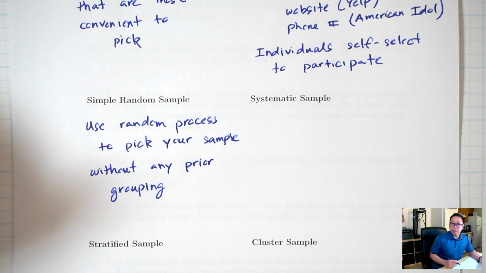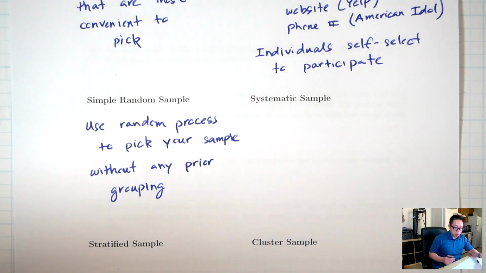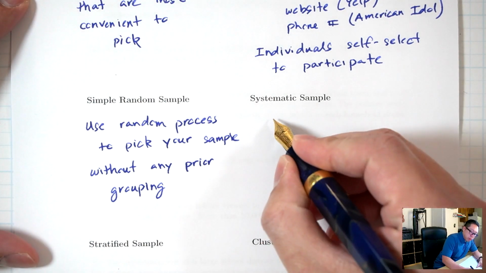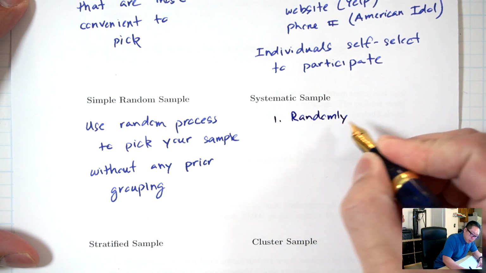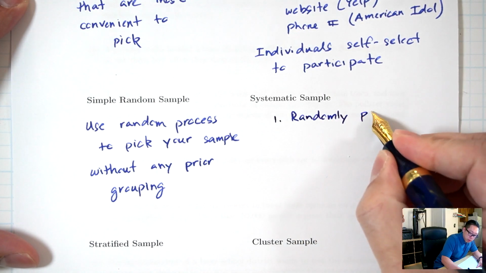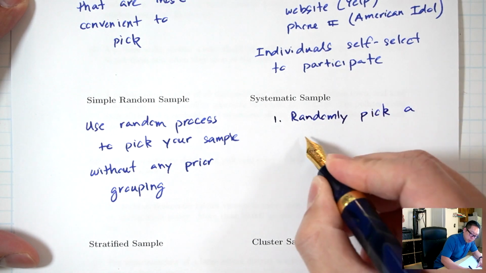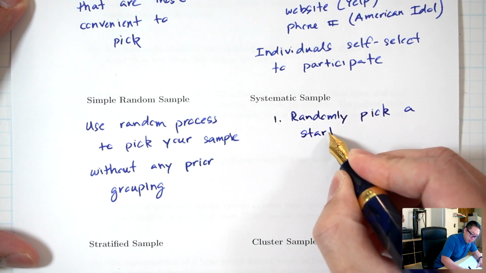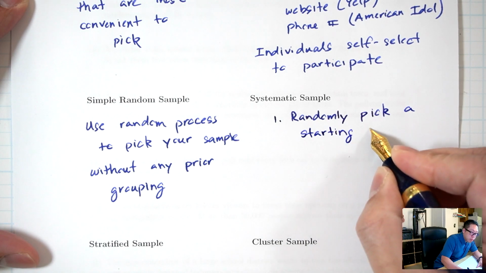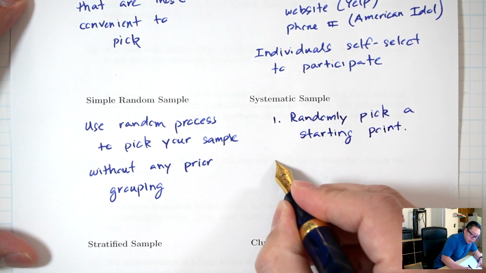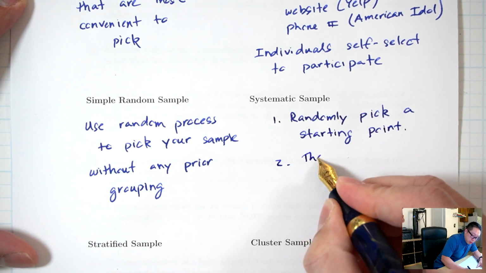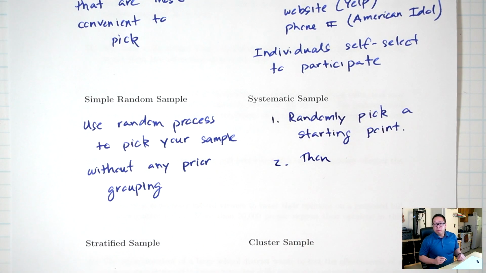Next up is a systematic sample. So in a systematic sample, it's a 2-step process. You're going to first randomly pick a starting point. And then you're going to pick a starting point, and then you're going to pick every 3rd person or every 5th person.